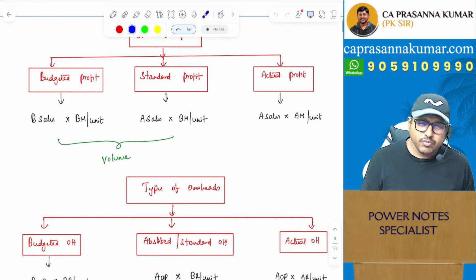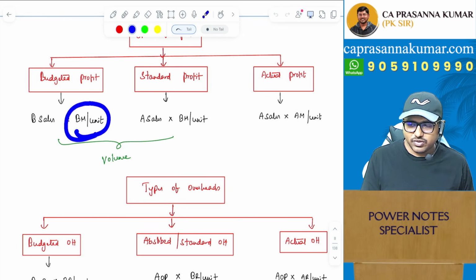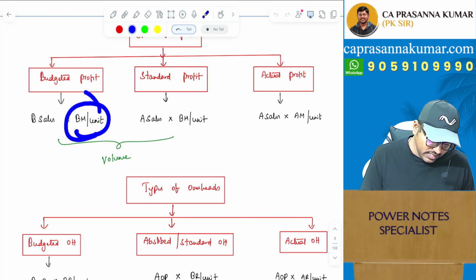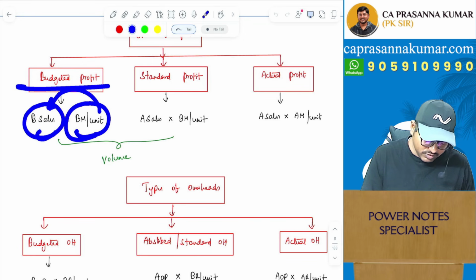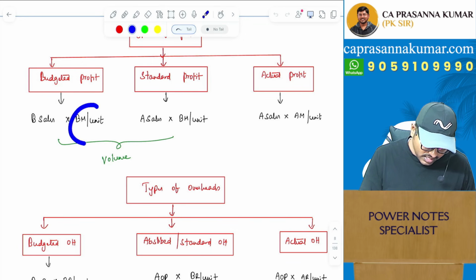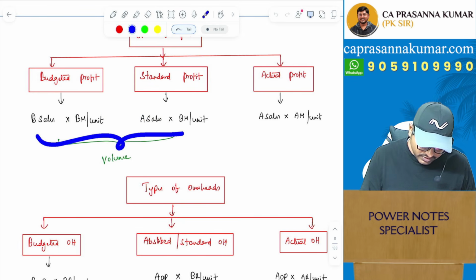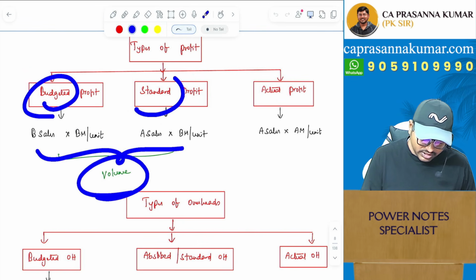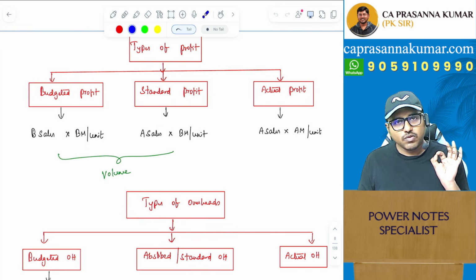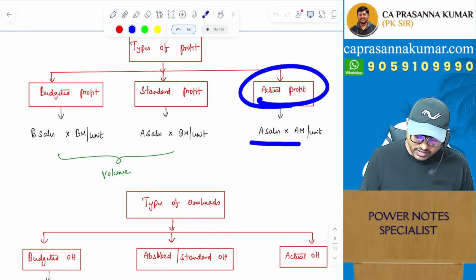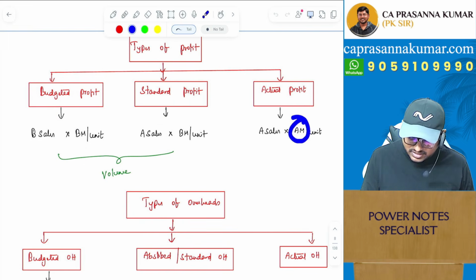So what do you mean by budgeted profit? Same stuff. Budgeted profit per unit or margin per unit. M means margin. You multiply that with budgeted sales, it becomes budgeted profit. You take the same stuff, multiply with actual sales, it becomes standard profit. So again, the difference is volume. Whenever you see the word budgeted and standard, the difference is always volume. Then what about actual profit? Actual sales into actual margin per unit. Margin is nothing but profit per unit.